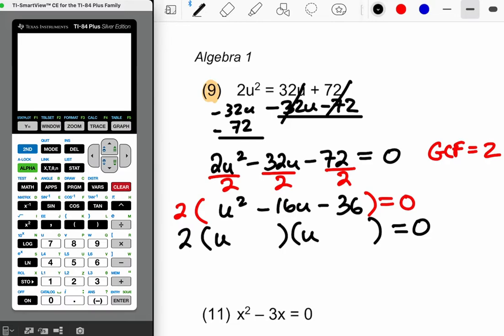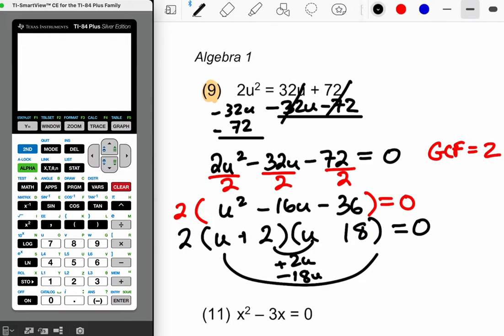All right, so you might say 1 and 36. One of them is negative. 2 and 18. If I try 2 and 18, I mean, you could do 9 and 4, you could do 12 and 3, but let's do 2 and 18. My outer product would be 18u, my inner product would be 2u. That would work if the 18 is negative and the 2 is positive, because negative 18 plus 2 gives you negative 16. So make the 2 positive, the 18 negative, and you have your factors.